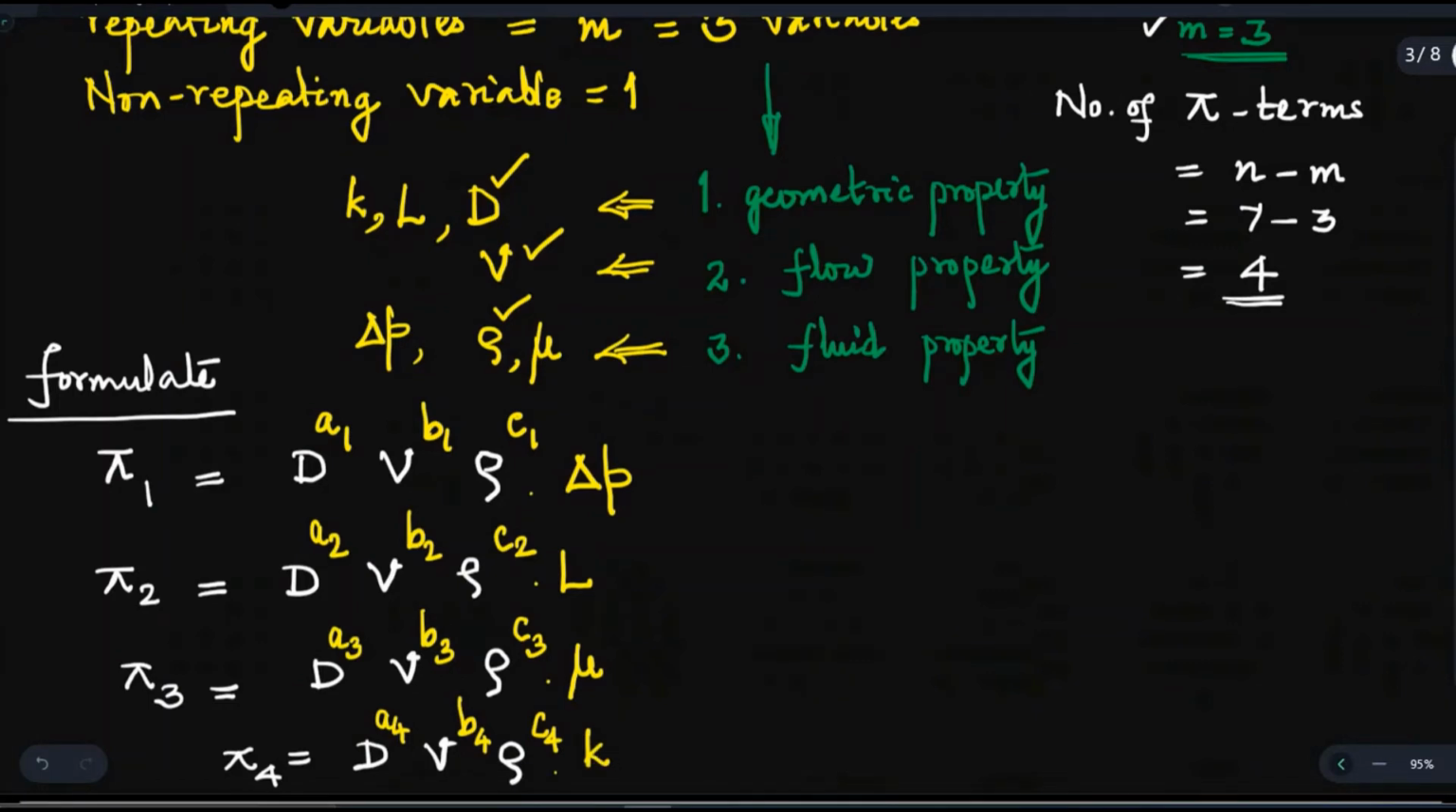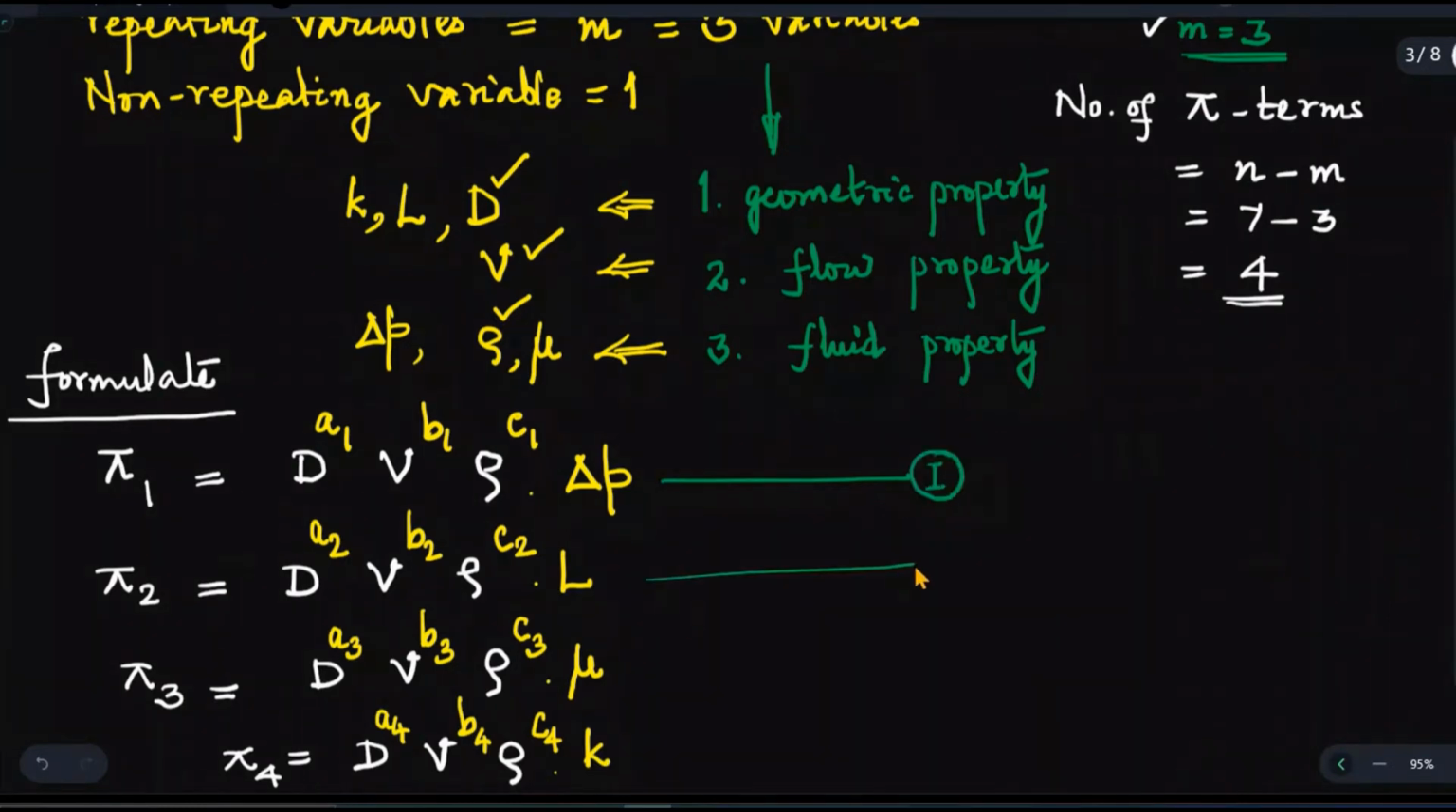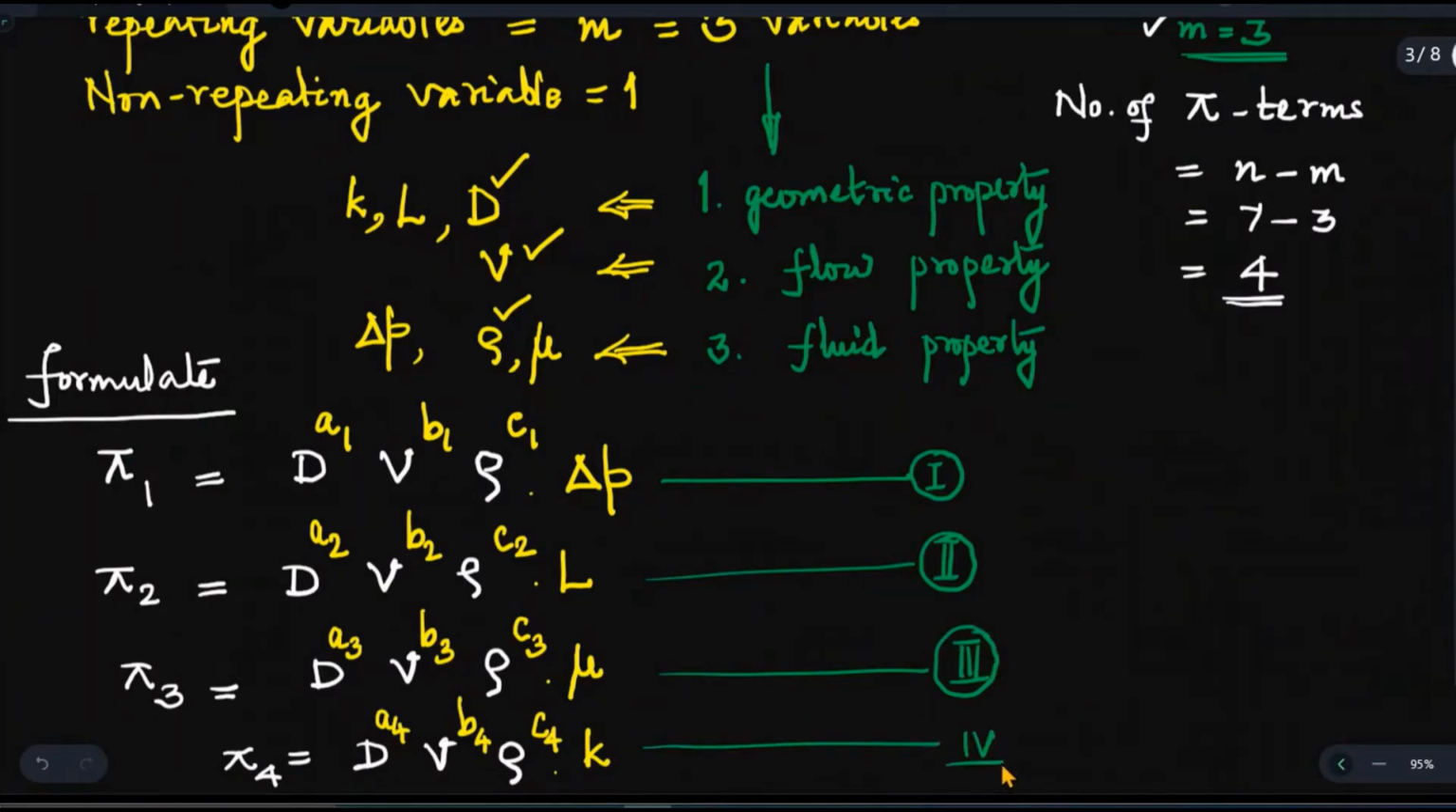Now this is the situation. Now we have the equation. The first pi term is formulated, and the second pi term. So let me use Roman numerals for that. So this is the first pi term, and this one is the second pi term, and this one is the third pi term, and this is the fourth one. See this? 4 pi terms now ready.